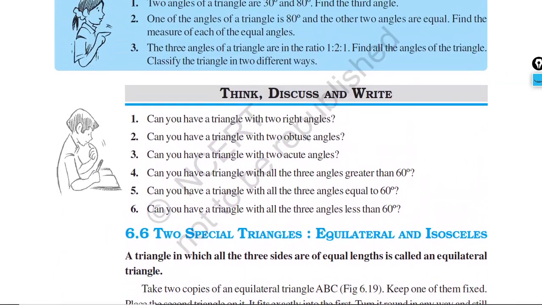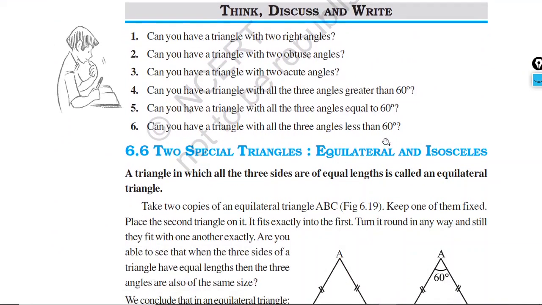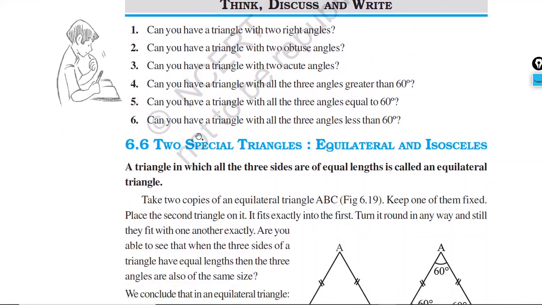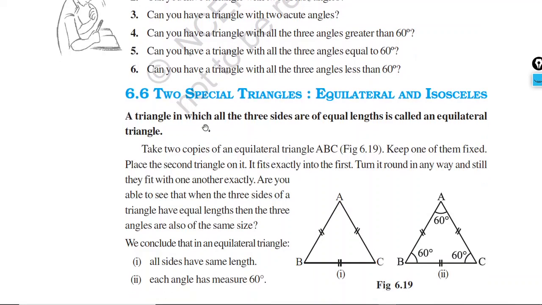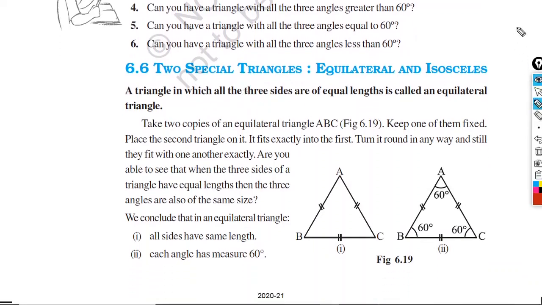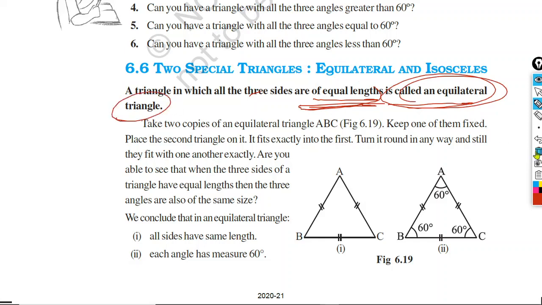So here we will move to another part, that is some special type of triangle. So two special types of triangle is here. First one we will discuss. First one is equilateral triangle. What is equilateral triangle? This one, equilateral triangle. So what is equilateral triangle?